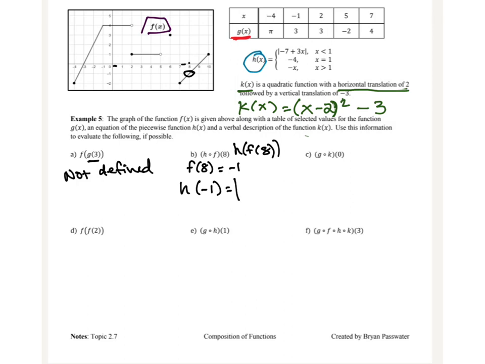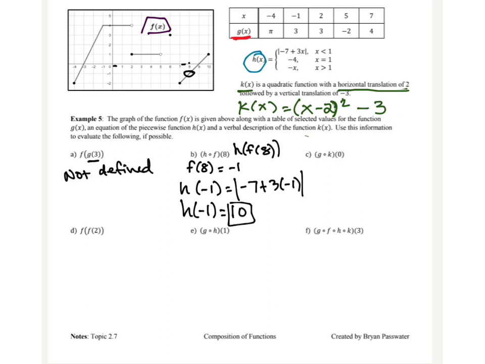I'm going to find the absolute value of -7 plus 3 times -1. So h of -1 is going to be absolute value of -7 minus 3, -10. Absolute value of -10 would be 10. There's your answer.